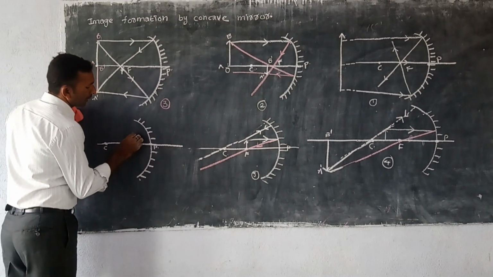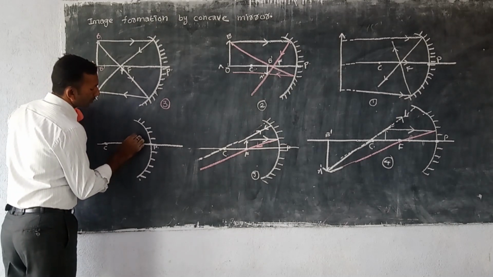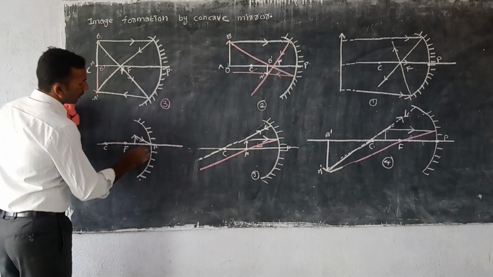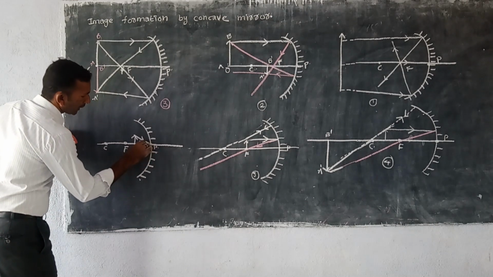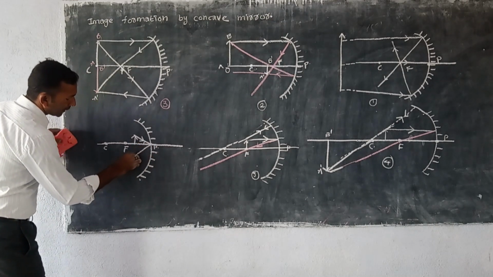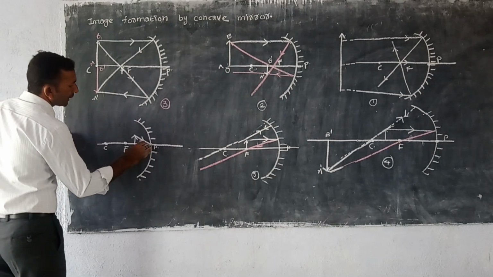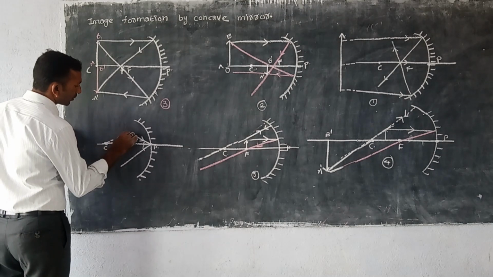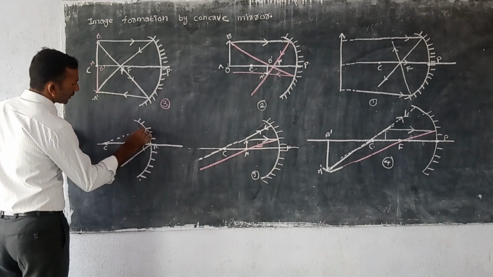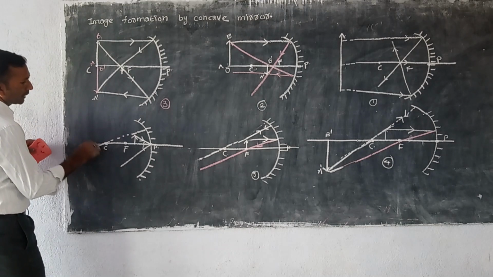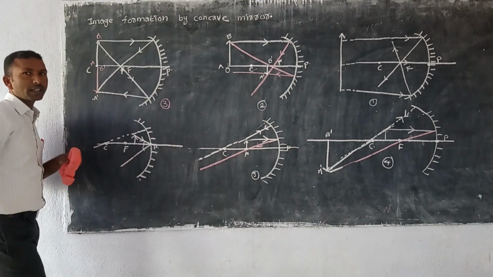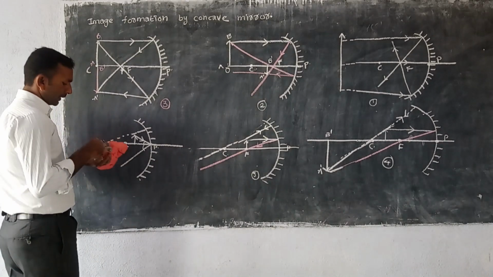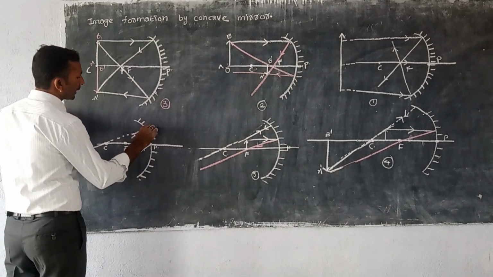First light ray is going to meet the pole of the mirror, and with the angle of incidence, with the same angle it reflects back. The second light ray we are taking here is going through the center of curvature, and these two light rays are not meeting here, and that's why we are extending these light rays backward.